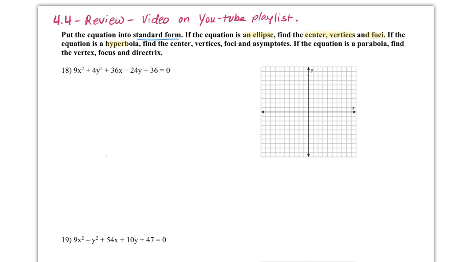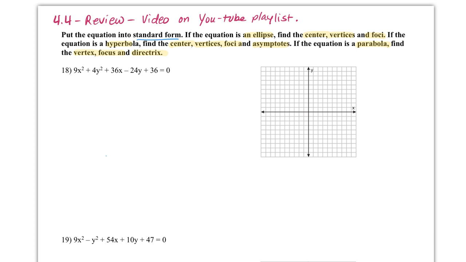If it's a hyperbola, you're going to find the center, the vertices, the foci, and the asymptotes. And if it ends up being a parabola, you're going to find the vertex, focus, and directrix. And then you're going to graph the shape. So again, the first step in every one, you're not really going to know in the beginning the difference between an ellipse and a hyperbola, but you will know if it's a parabola.